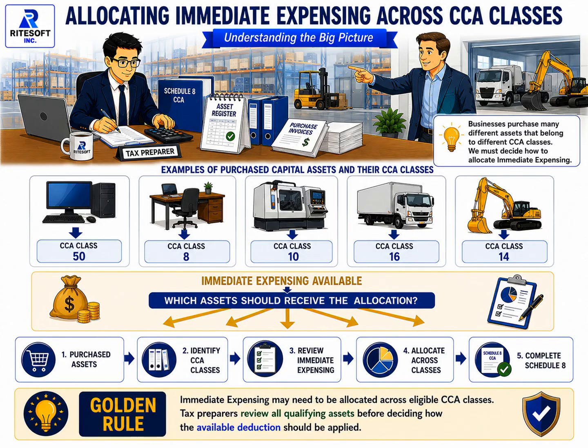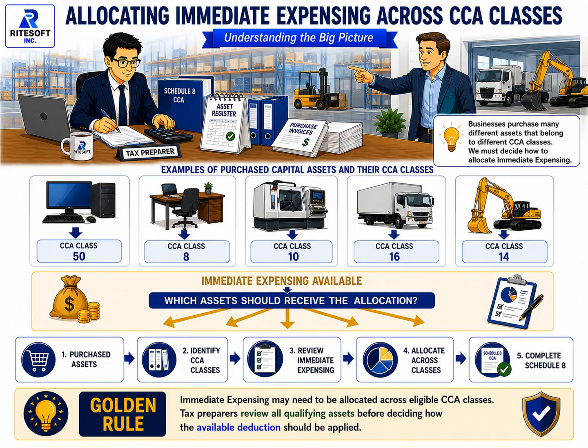Now imagine that the corporation is eligible for immediate expensing. A common beginner assumption is that the deduction is automatically applied to every eligible asset in exactly the same way. In practice, the process involves planning. The tax preparer first reviews all of the assets that were purchased during the year. Each asset is assigned to its correct CCA class.